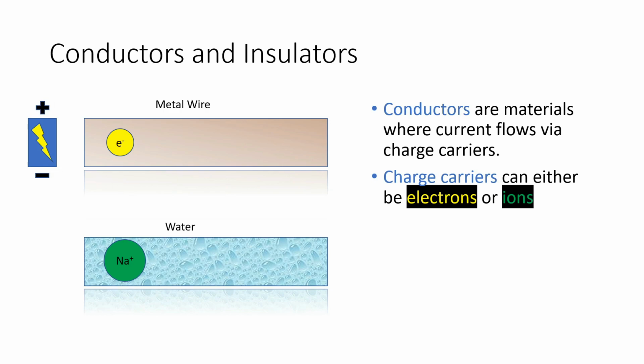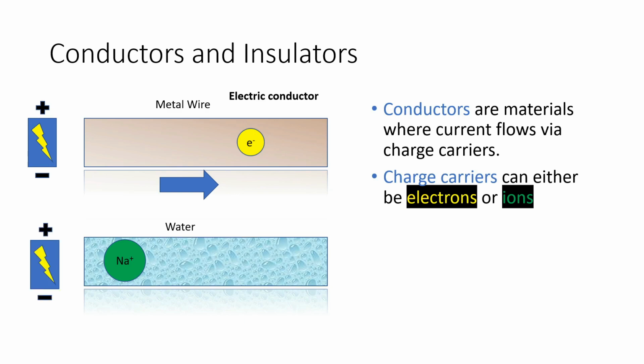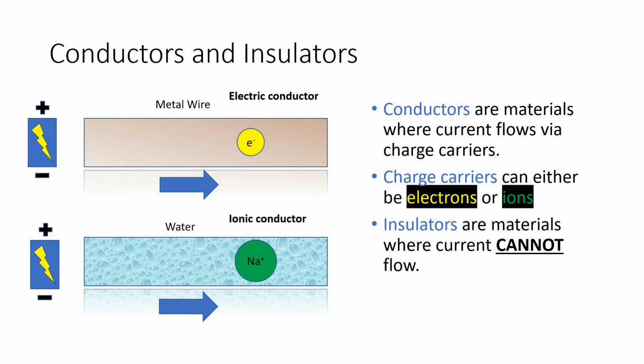And so when we apply a voltage across a wire, this causes the charge carriers to migrate. And so when an electron can move through a material, this is known as an electric conductor. And analogously, same thing when we apply it to water, the ions will migrate across the water. And when you have ions that can migrate across water, this is known as an ionic conductor.